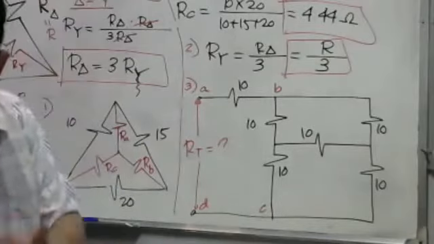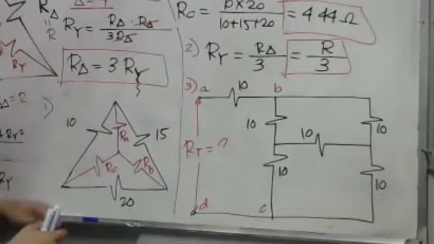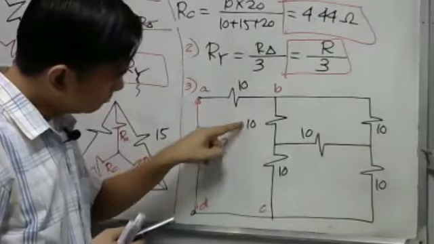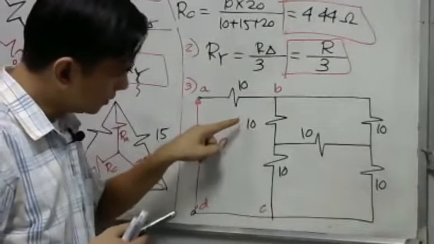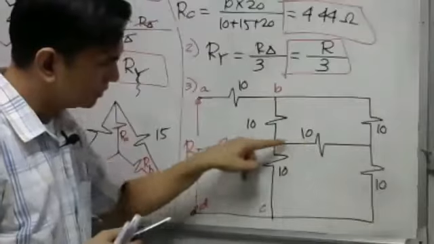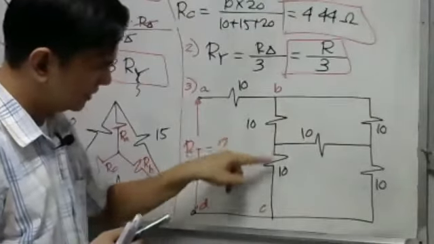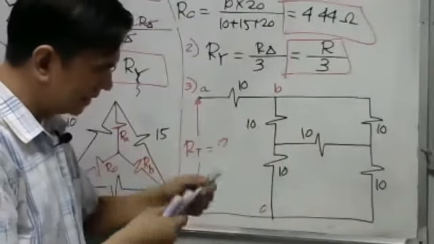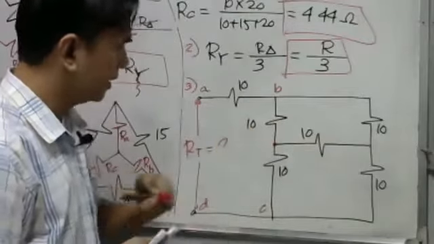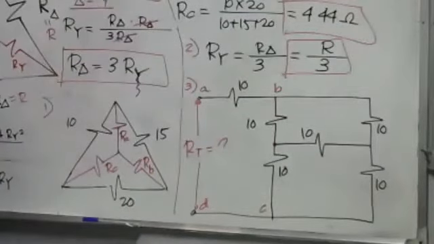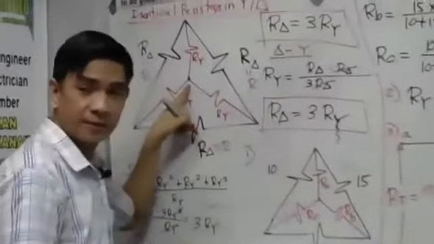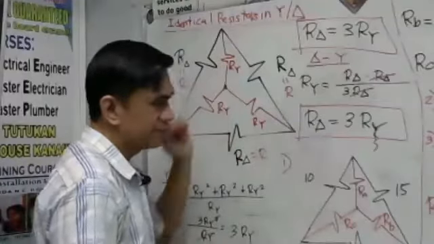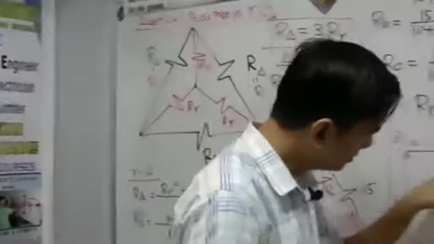There are so many ways to solve this problem. If we take a look at these three 10 ohm resistors, 1, 2, 3, what is their connection? Actually, their connection is simply Y, because there is a star point or a neutral point here. Remember, a Y has a star point or neutral point and the three tails. So this is connected in Y.